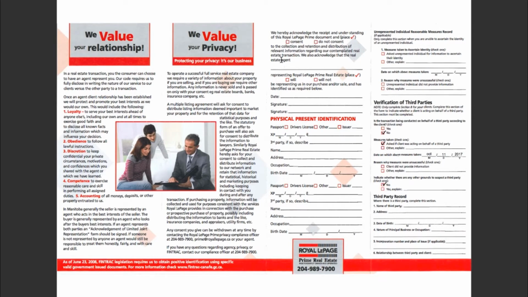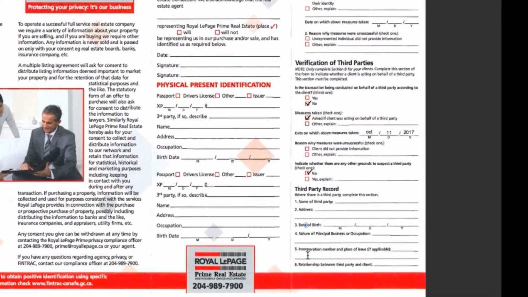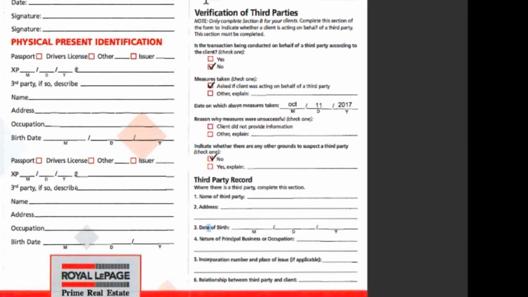Hi everyone, just a friendly reminder that the verification of third parties section of our agency brochure pamphlet is a mandatory section that needs to be filled out every time we are taking a client's ID, regardless of whether or not there's an actual third party involved. The only time this section does not need to be filled out is if we're identifying an unrepresented individual such as a FISBO. Most of the time, you won't be dealing with third parties, so this is how the form should be filled out when there is no third party involved.